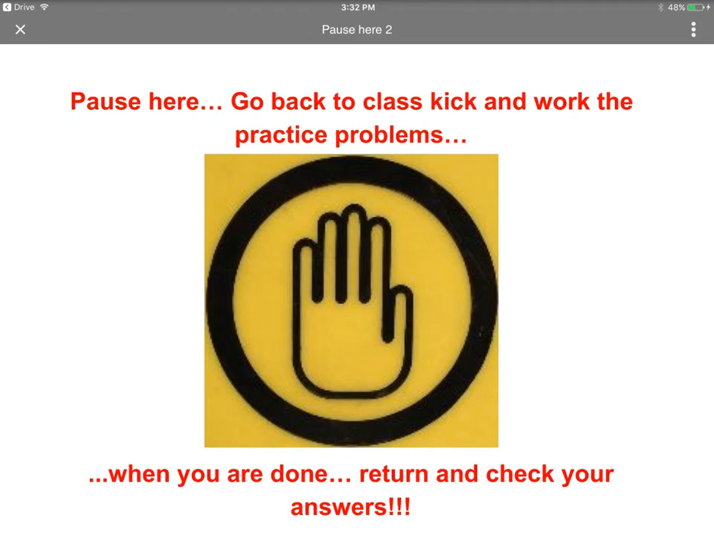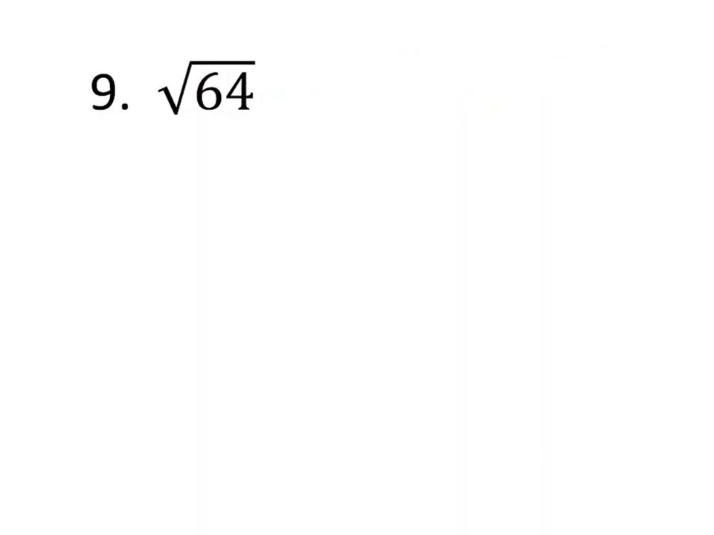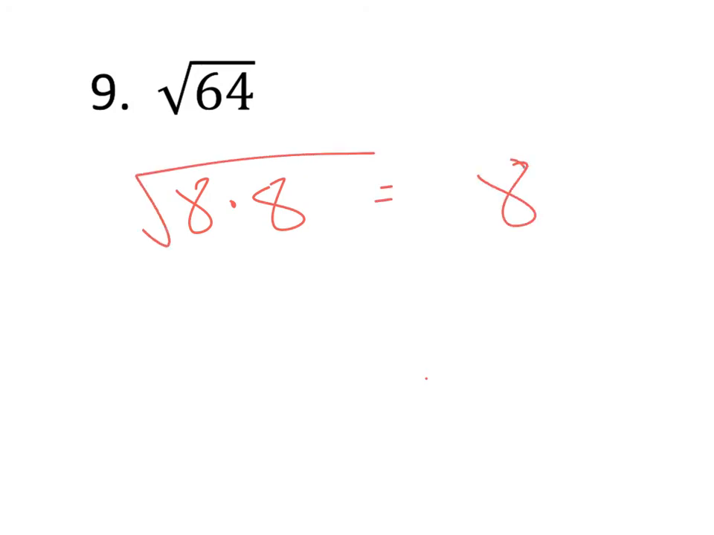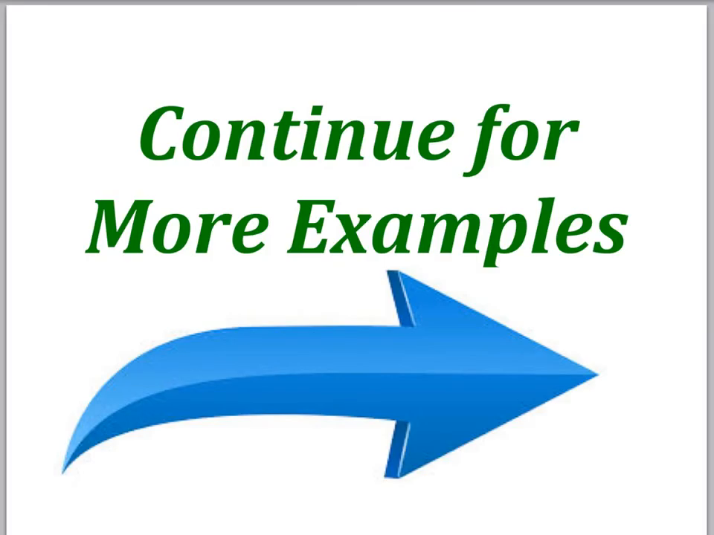Or you get to work one, rather. That's what I'm trying to say. You go work one, then come back. So again, square root of 64 means what number times itself equals 64. Well, we do know that 8 times 8 is 64. So the square root of 64 is the number 8. Continue for another example from me.